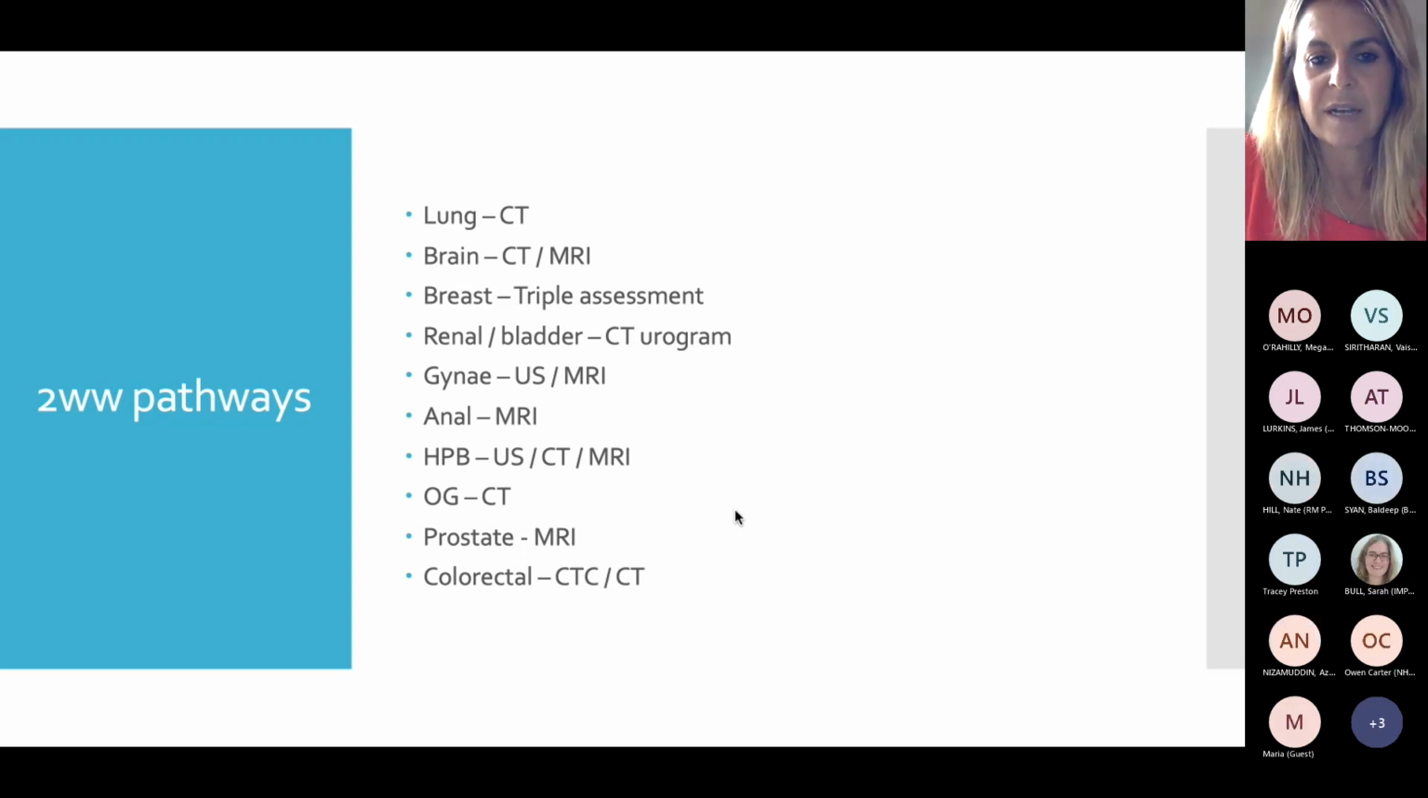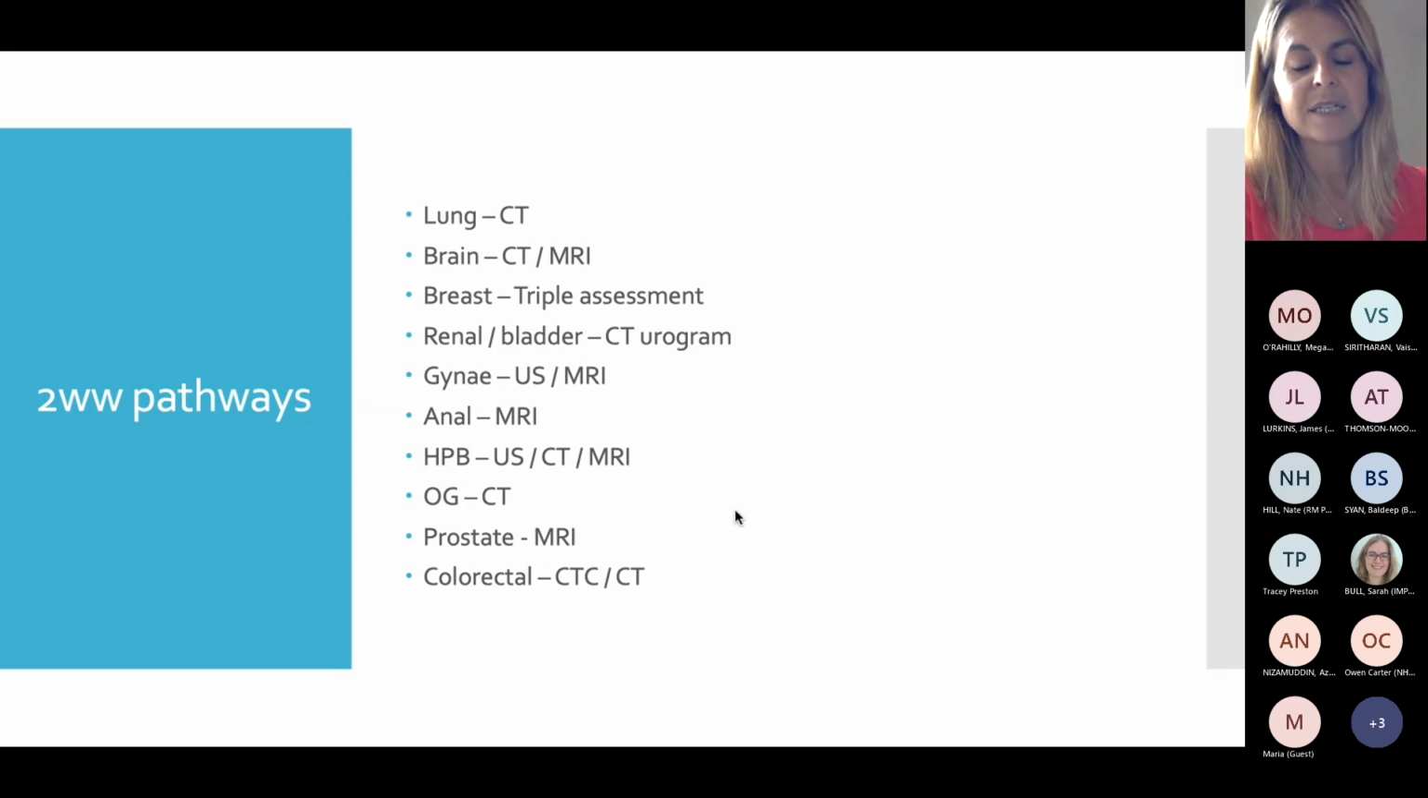As you know, breast is a triple assessment, which is mammography, ultrasound, and clinical assessment. I think breast will almost never come to the NSS, non-site-specific pathway. Renal and bladder, so hematuria, is CT urogram. Gynae cancers is ultrasound in the first instance, and then MRI. CT is then only used for staging purposes, really, in gynae malignancies. Anal cancer is detected clinically and then staged with MRI.